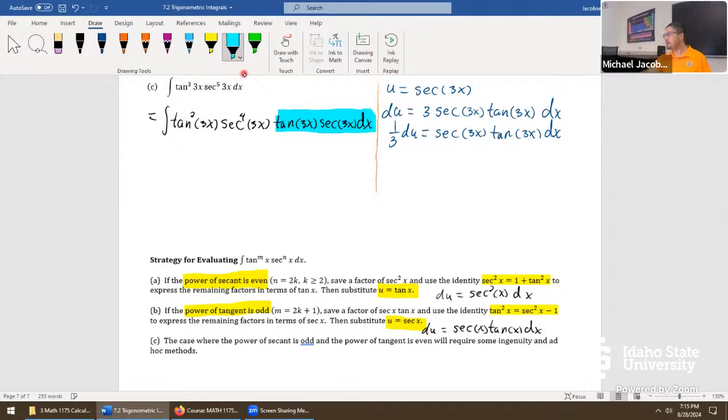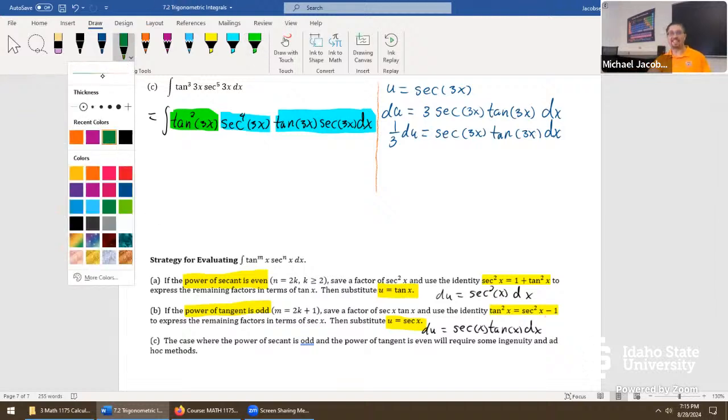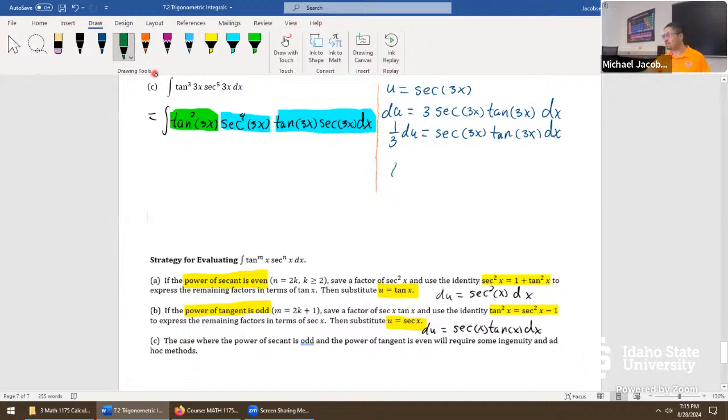This whole thing right here, that's just 1/3 du. This is now u power 4. All we need to do is deal with that, tangent squared 3x. Notice they also provide you with a related identity that helps out. We can write a tangent squared in terms of a secant squared. But I need to recall, this is a 3x, so let's make sure to get that in the problem. Tangent squared of 3x equals secant squared of 3x minus 1. So that's what's going in this spot right here.